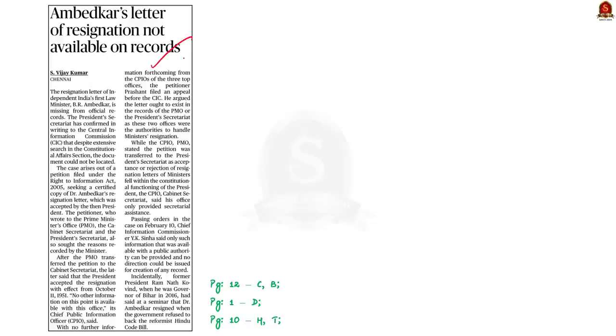See, this article is the final article for our discussion today. This article says that the resignation letter of independent India's first law minister, B.R.